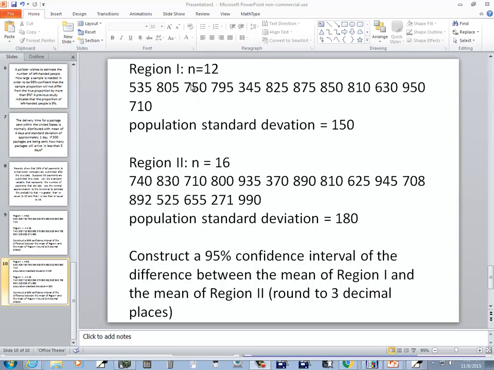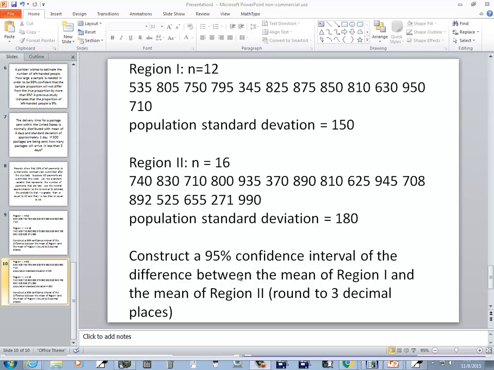Let's take a look at this problem. We got a region 1, we got 12 numbers, and its population standard deviation is 150. And then for region 2, we got 16 numbers, and its population standard deviation is 180. And these are the same numbers as the previous homework problem, so you don't have to re-enter a bunch of numbers. We're just redoing it with different criteria.